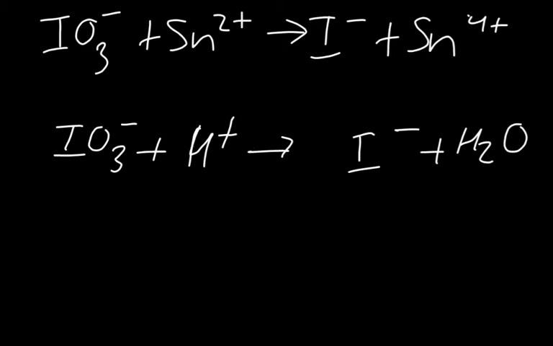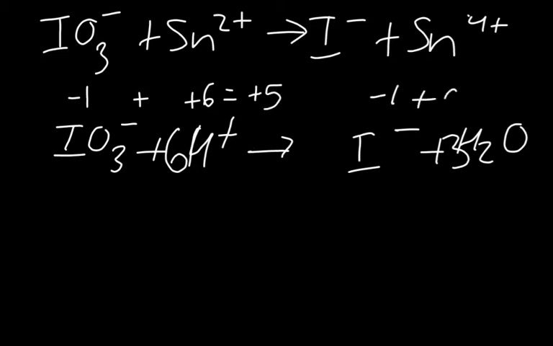So we've got 3 oxygen atoms over here. Then we have 6 hydrogen ions over here. Okay, so now we have to balance the charges. So we've got a -1, and then we have a +6. So that gives us +5 on this side. We have a -1 and a 0. So that gives us a -1.